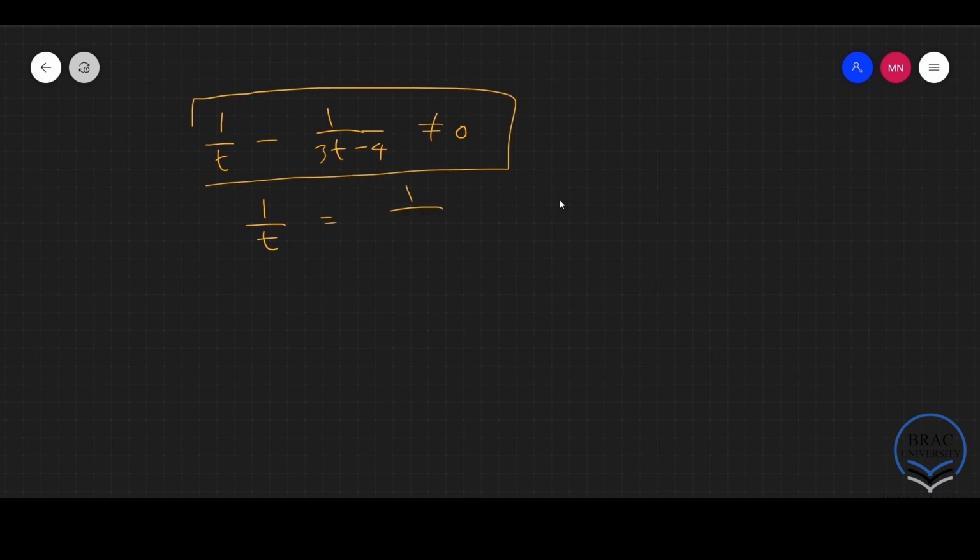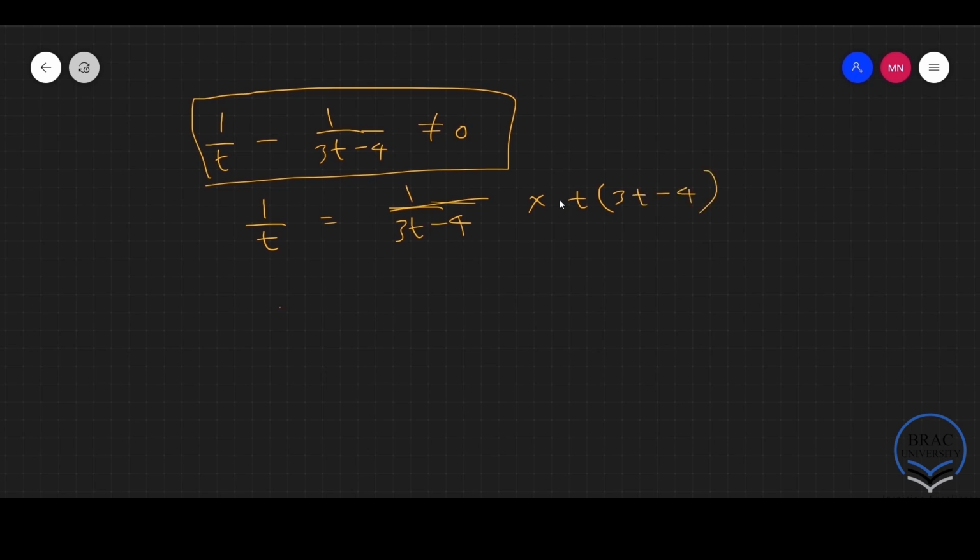So what did we have? We had 1 by t minus 1 over 3t minus 4. This cannot be equal to 0. So all we do is equate the two sides to find the values of t for when this is equal to 0. And we have 1 over t equals 1 over 3t minus 4. We multiply both sides by t, and by 3t minus 4.